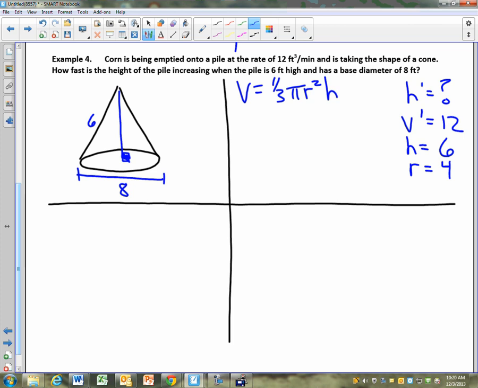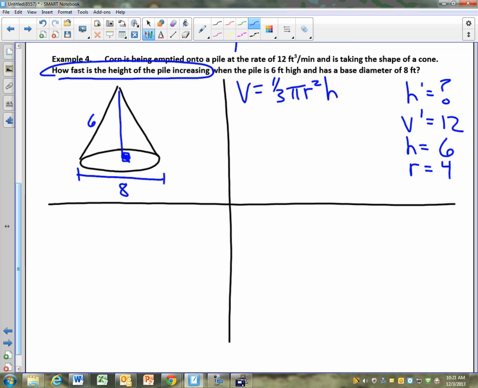Did the last problem we did end up having one variable or two variables, or three variables? Three. And we were still able to solve it, right? That doesn't always work in this situation, okay? Yes, question. We don't have h prime because it's asking how fast is the height of the pile increasing. That's what we're trying to find. That's the question. We only know the current height is 6 and that the diameter is 8.